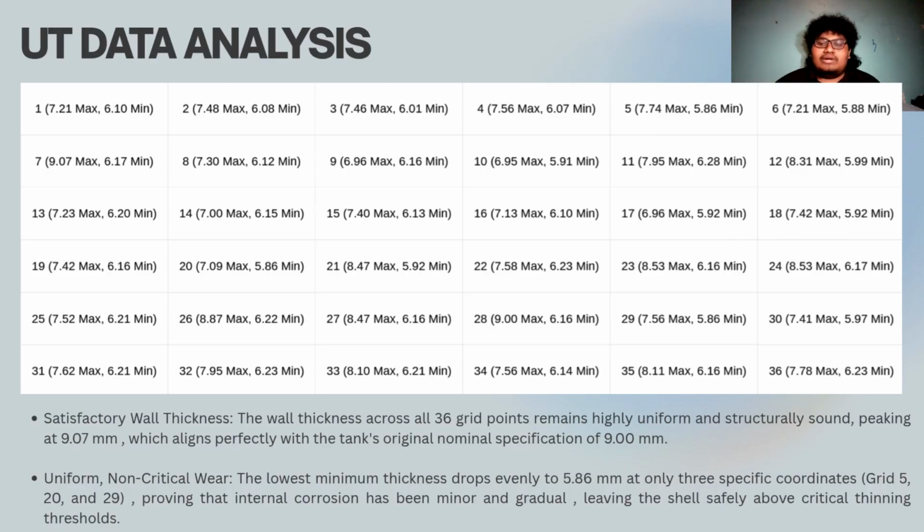While we note the lowest recorded thickness was 5.86 millimeters, observed at coordinates 5, 20, and 29. Crucially, this thinning is uniform and minor, remaining well above the critical safety threshold. Based on this result, the shell is confirmed to be in satisfactory condition and safe for continuous service.